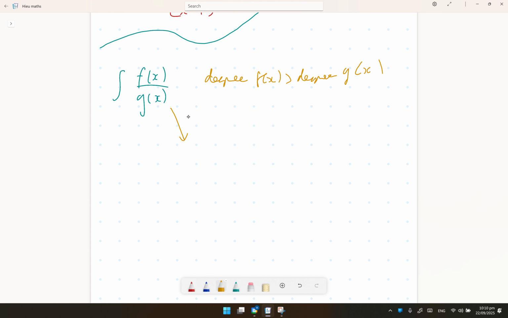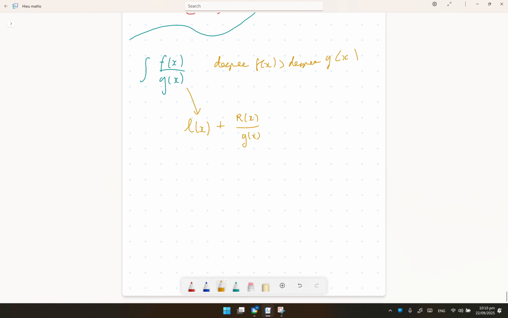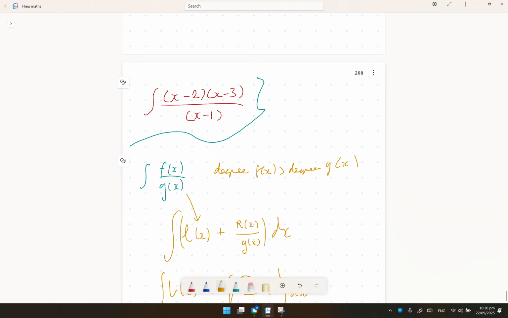And what this is going to yield is you do long division and you're going to get a function, let's say it's L(x), plus a remainder R(x) over the original g(x). And you can integrate. So when we integrate the whole thing, it's easy to integrate L(x), right? Because it's just a polynomial. But then integrating R(x) over g(x), this is going to be tough, right? So then we have to do partial fractions, and you'll see how that turns out later.